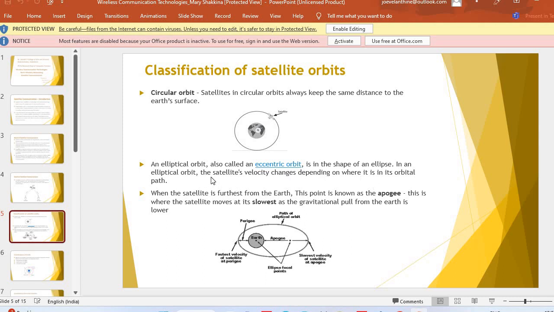In an elliptical orbit, the satellite's velocity changes depending on where it is in the orbital path. If the satellite is here, it is very near to Earth. If the satellite is here, it is at the furthest distance from the Earth. This point is known as apogee. When the satellite is furthest from the Earth, it is called apogee. When the satellite is nearest to the Earth, it is known as perigee.